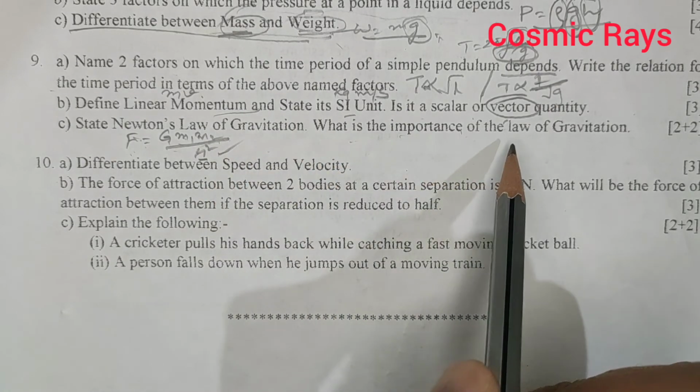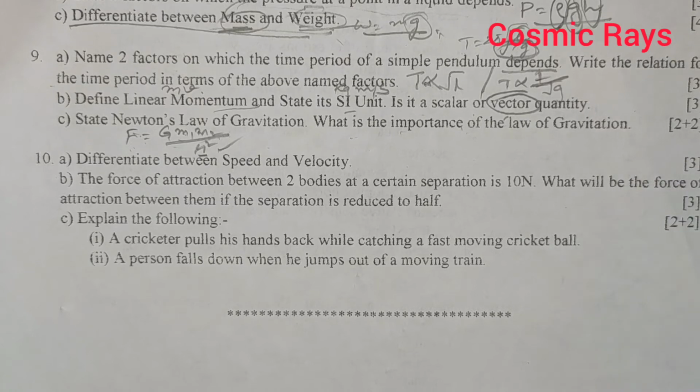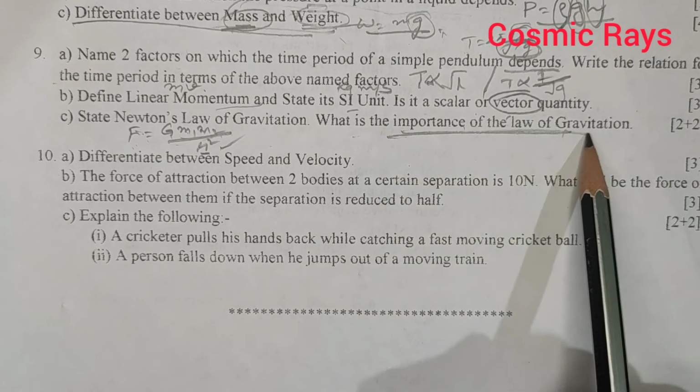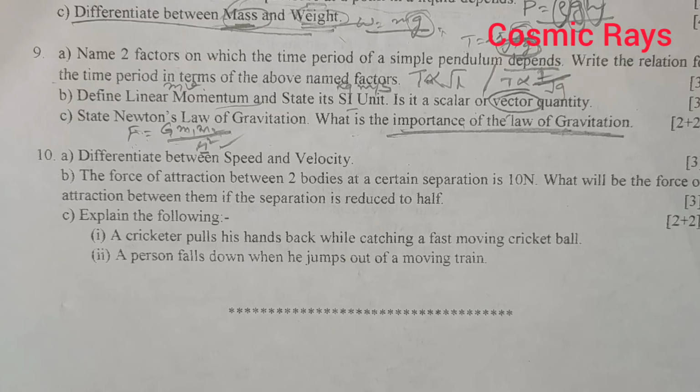Now what is the importance of the law of gravitation? You can simply write that the tides that occur in the ocean and sea, and the planets moving around, are also because of the law of gravitation. This topic is directly given in your textbook in the form of points, so you can just refer to that as well.